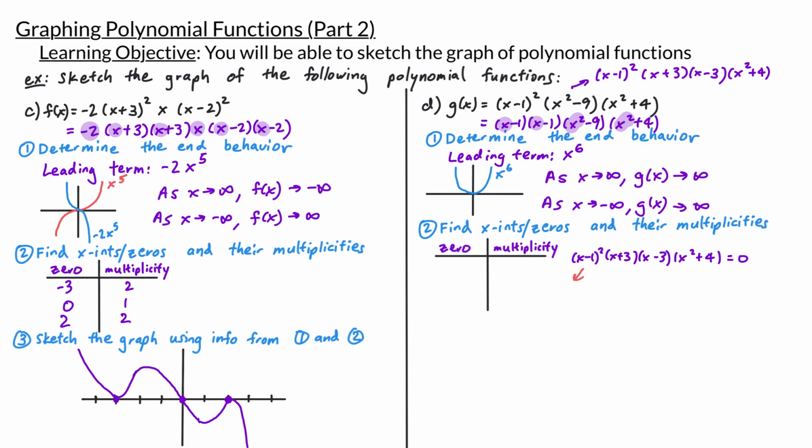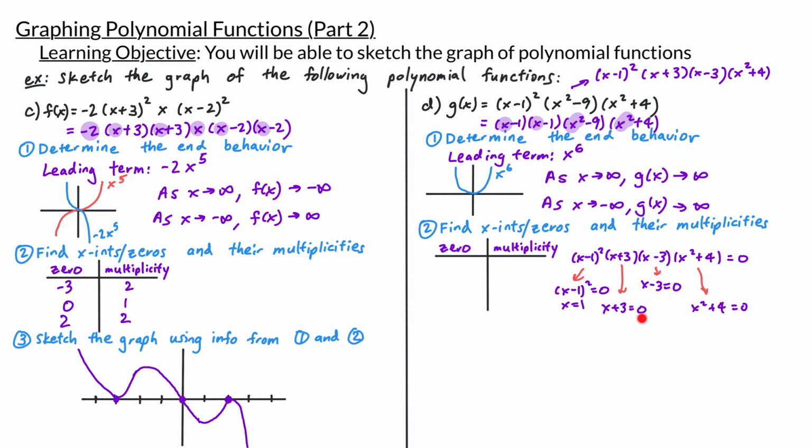So we have (x - 1)^2 equals 0. We have x + 3 equals 0. We have x - 3 equals 0. And lastly, we have x^2 + 4 equals 0. If I wanted to solve the equation (x - 1)^2 equals 0, we can first take a square root of both sides to get rid of the square, and then add 1 to both sides. This gives me x equals 1.